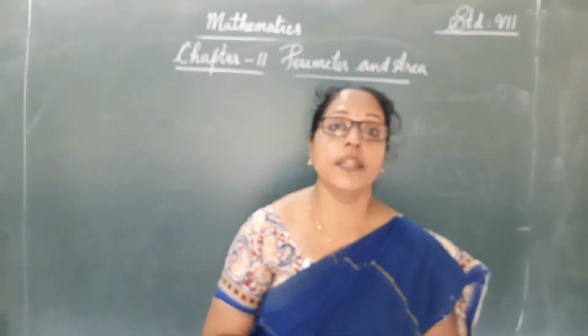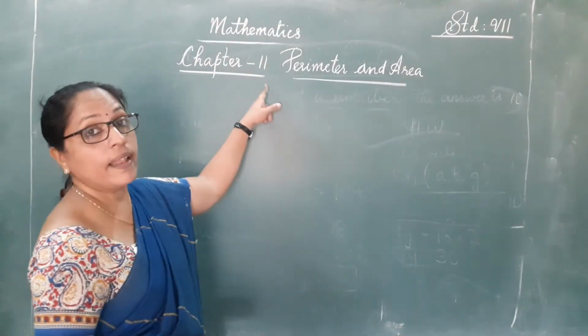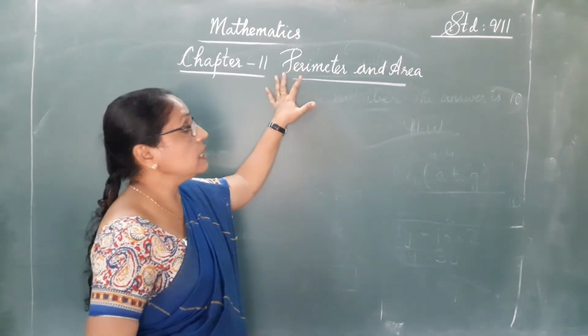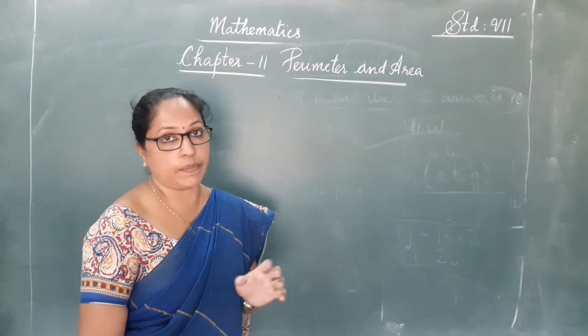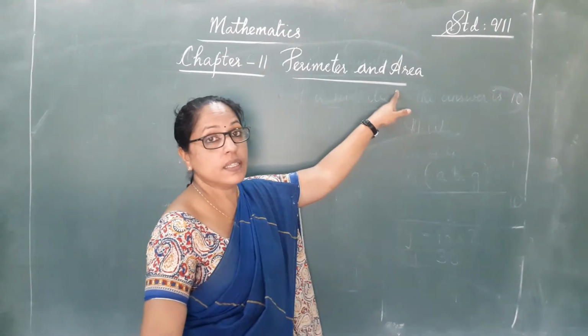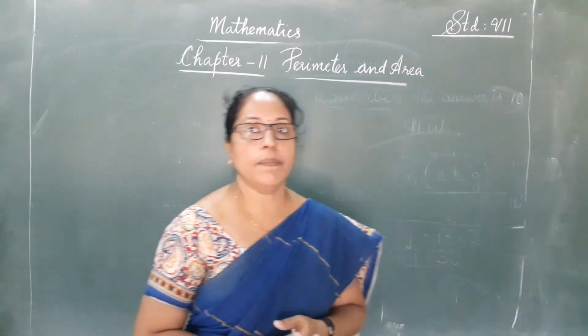Hi children, now we are moving on to a new chapter, chapter 11, perimeter and area. Already you have heard these two terms in the previous chapters. In the fraction chapter and decimal chapter, we have seen these terms, perimeter and area. What do you understand by perimeter?